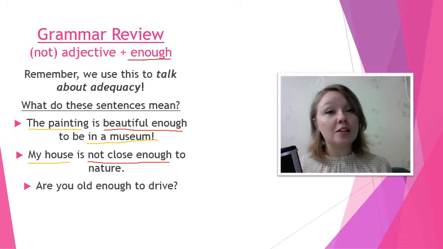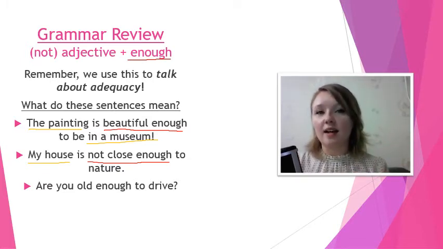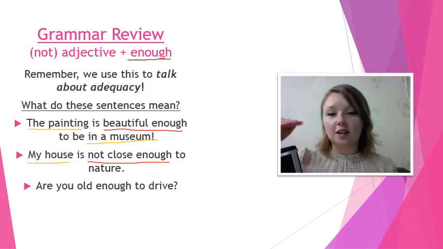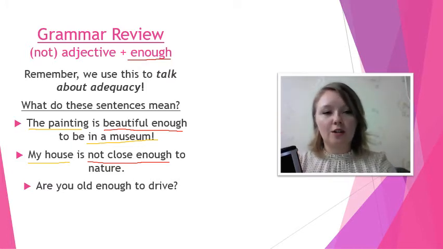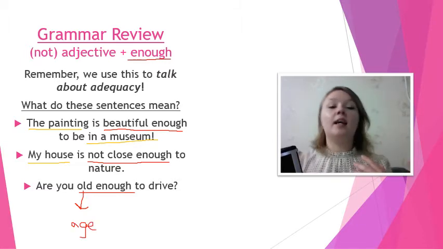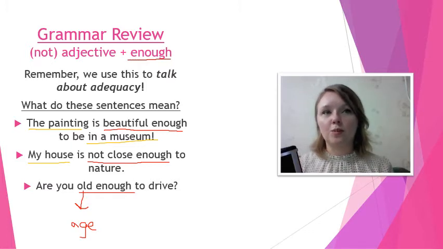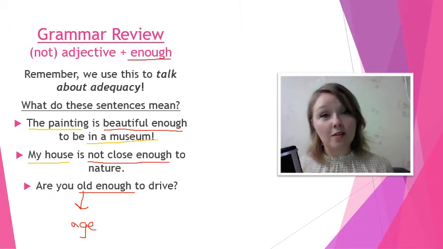Number 3 is a question. Are you old enough to drive? When we ask questions using adjective enough or not adjective enough, we're trying to figure out if someone or something meets that bar of adequacy, enough or not enough. So here we're using old enough. So we're talking about age. Are you old enough to drive? In America, for example, you have to be 15 or 16 to start driving. So if I meet someone who is young, I might ask, are you old enough to drive?